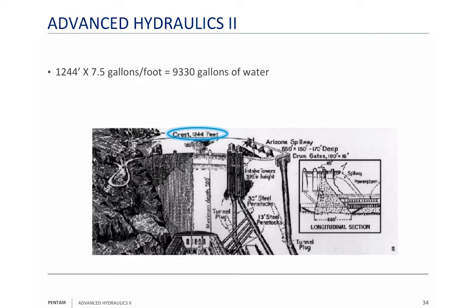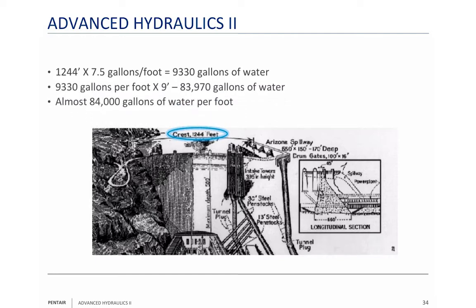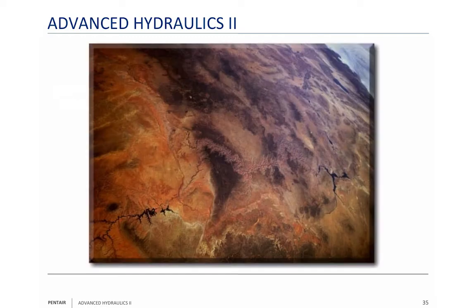Remember, we can raise that 9 feet. So we take 9 times 9,330 and we get 83,970 gallons of water. That's almost 84,000 gallons of water per foot. 1 foot back, 9 feet high, 1,244 feet across. 84,000 gallons of water. Which begs the next question. How much water was behind the dam?